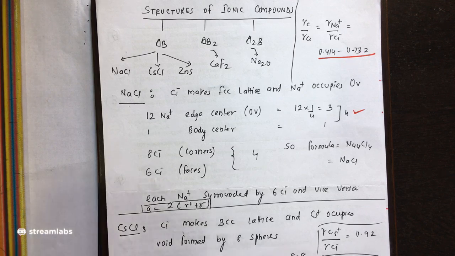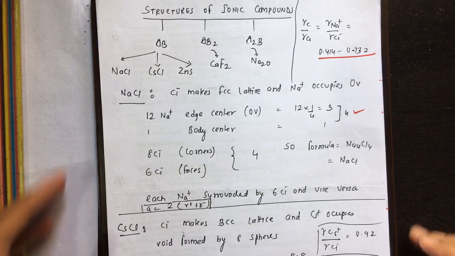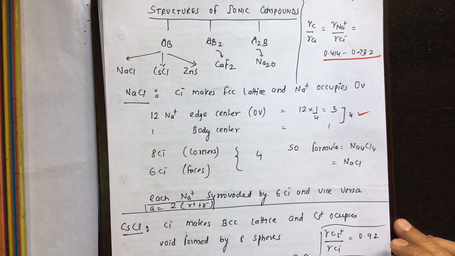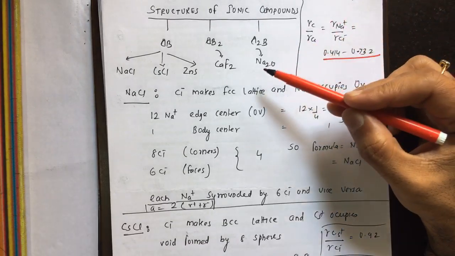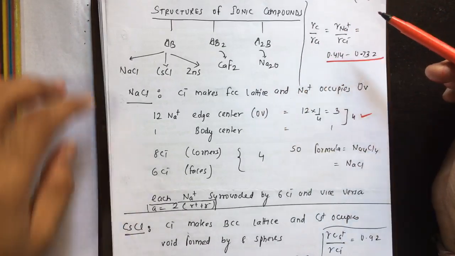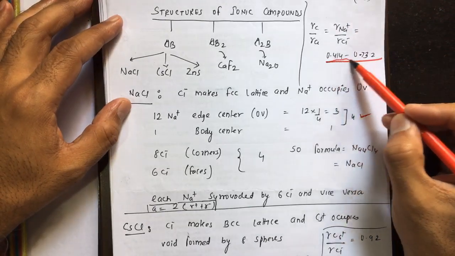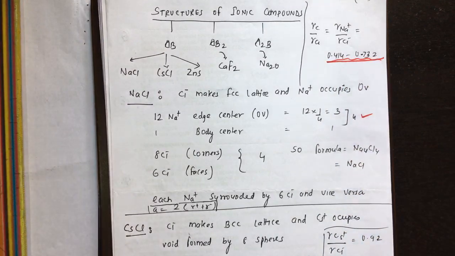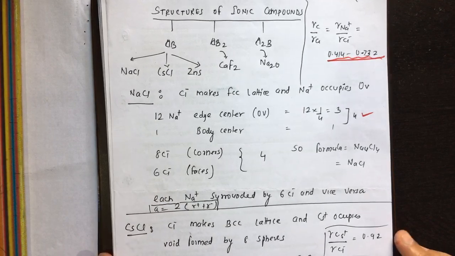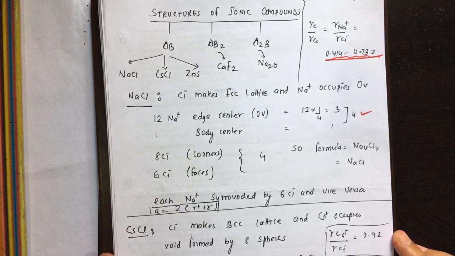For knowing the radius ratio, we should know the ionic radius of sodium and chloride, cesium and chloride, zinc and sulfide. It is not possible for us to cram those values. So just remember RC by RA. The first discussion is sodium chloride. RC by RA comes out to be 0.414 to 0.732 in the case of sodium chloride. So this will fall under the octahedral void. In an octahedral void arrangement, the bigger ions will make the lattice.